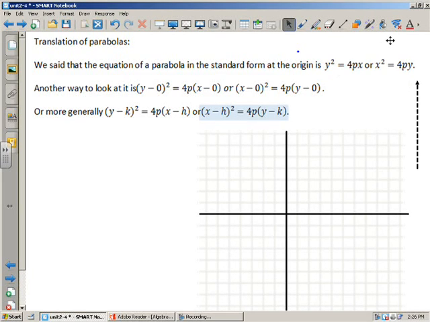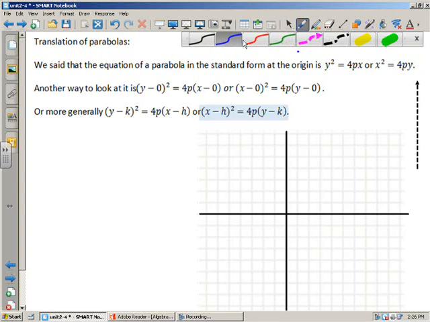Okay, yesterday we talked about how you graph a parabola when it's in its standard form. And now what we're going to do is talk about graphing that same parabola, but we're going to shift it a little bit. To remind you a little bit about what we talked about, we said that a parabola has two forms of the equation.